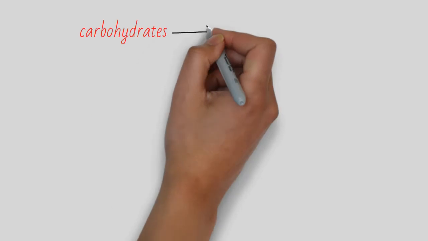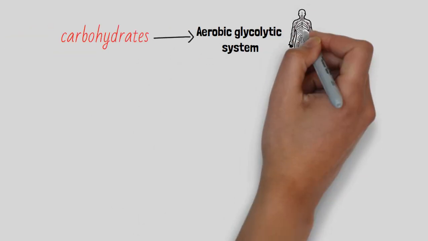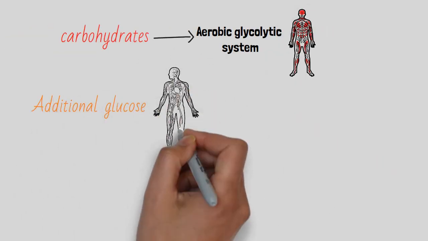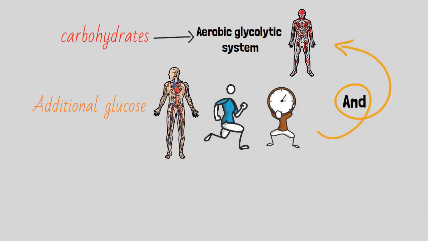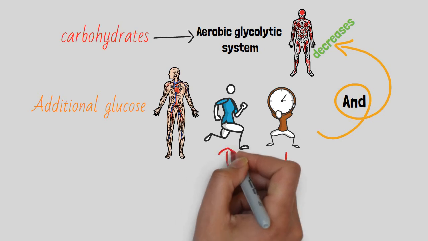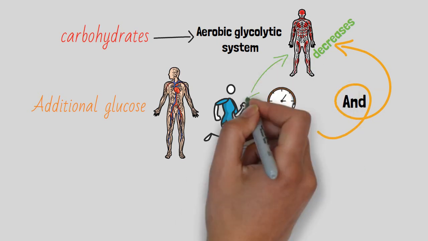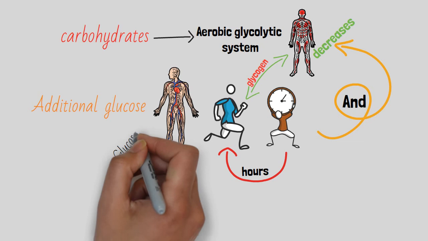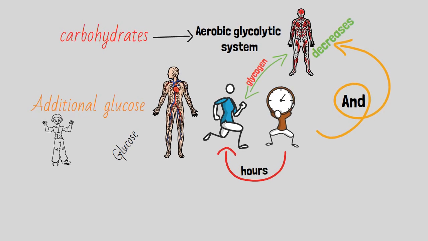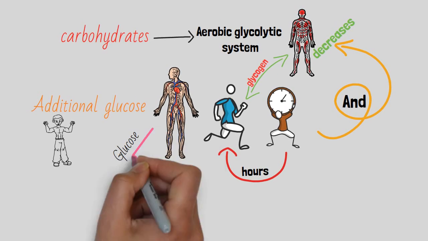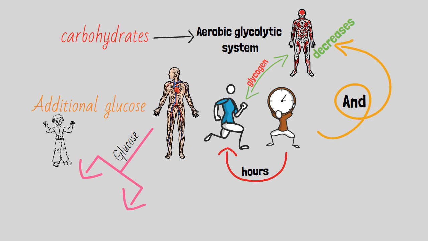Most of the carbohydrate in the aerobic glycolytic system comes from muscle glycogen. Additional glucose from the bloodstream becomes more important as exercise continues for longer than 1 hour and muscle glycogen concentration decreases. Typically after 2 hours of high intensity exercise, almost all of your muscle glycogen will be depleted. After this, glucose delivered from the bloodstream is then used to fuel your muscles along with the increasing amount of fat. Glucose from the bloodstream may be derived from the breakdown of liver glycogen or from carbohydrate consumed during exercise.